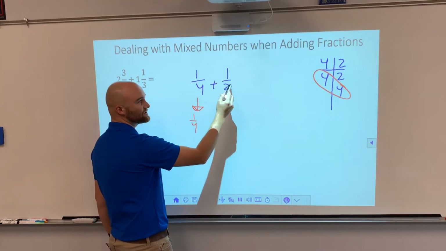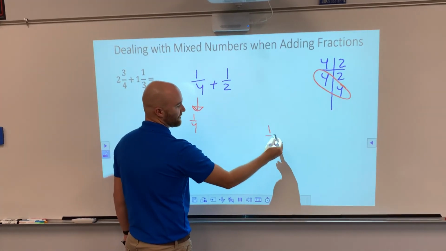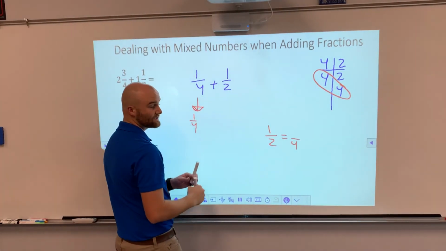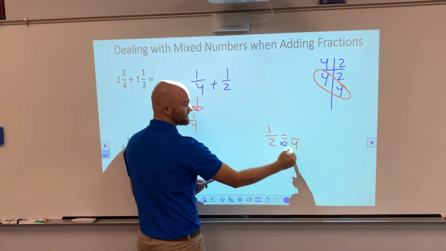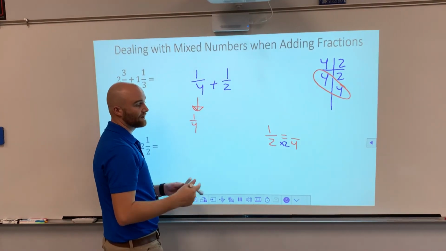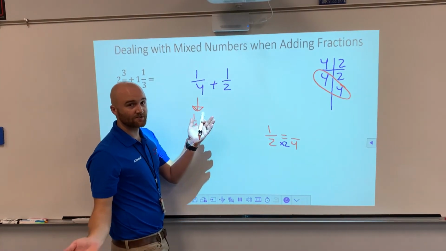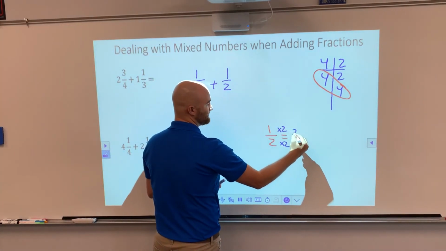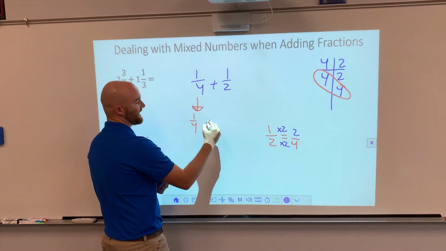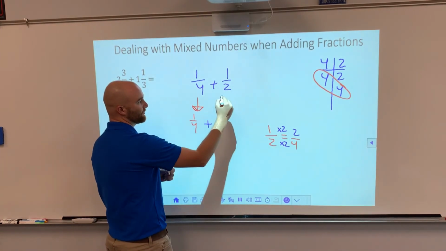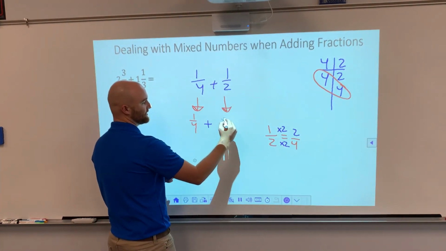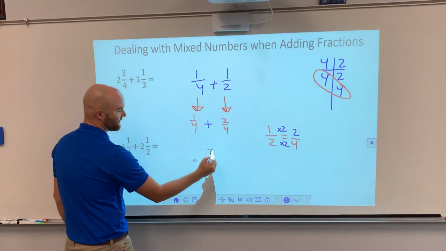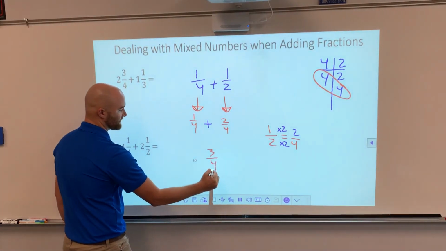What did I do to this 2 to make it into a 4? I want to change this 1/2 into fourths. Well, I did times 2 on the bottom. I can do whatever I want on one side of the equal sign as long as I do the same thing on the other, so I'm going to do times 2 up here. That gives me 2 fourths. So now I've got 1/4 plus 2/4, which gives me a total of 3/4.